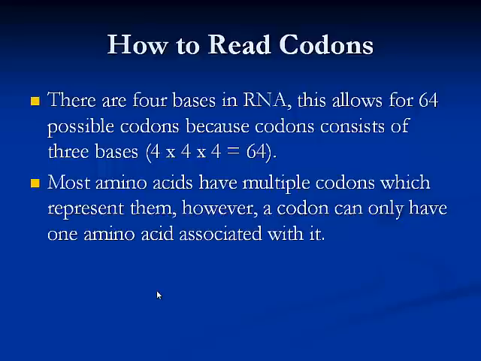However, only one codon can represent one amino acid. So a codon can only represent one amino acid. It can't represent multiple amino acids. It can't be CGA representing arginine and leucine. It just does not work that way.